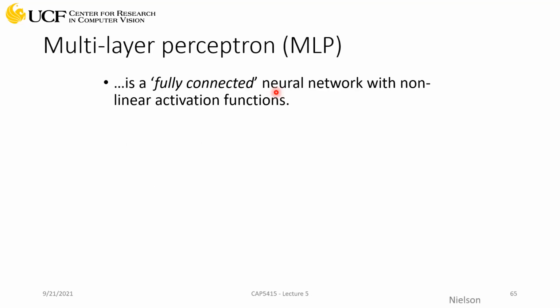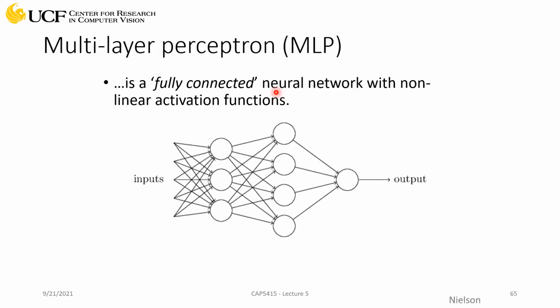Okay, so now if we have a multi-layer neural network, you can have multiple layers, and if you have non-linearities in between using activation functions, that is called a multi-layer perceptron. This is also called a feed-forward network, a synonym, but you might have heard MLPs a lot.